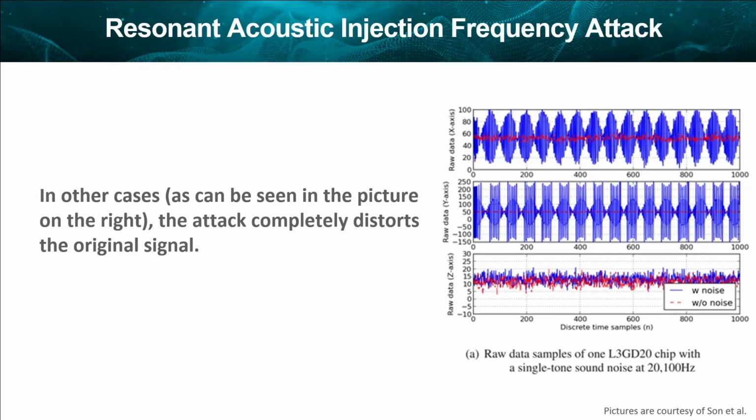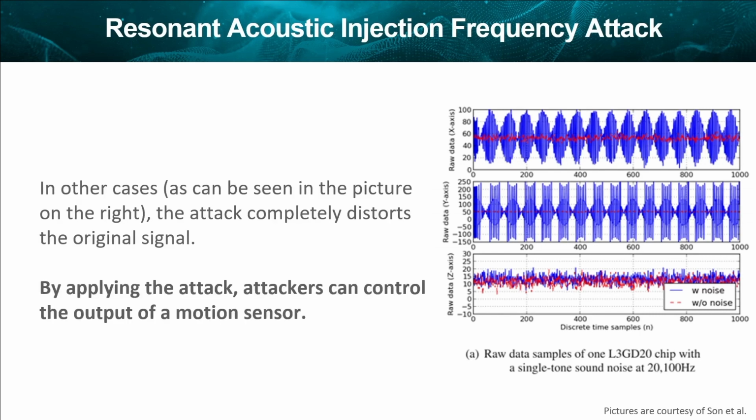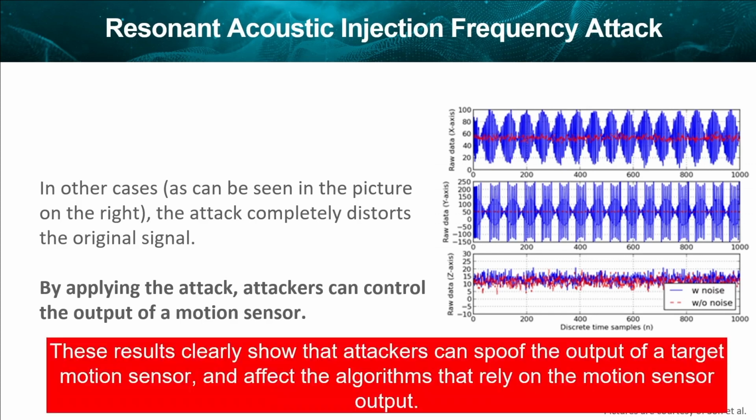In other cases, like the case that you can see in the picture on the right, the attack completely distorts the original signal. And as you can see, by applying the attack, attackers can control the output of the motion sensor. These results clearly show that attackers can spoof the output of a target motion sensor and affect the algorithms that rely on the motion sensor output.